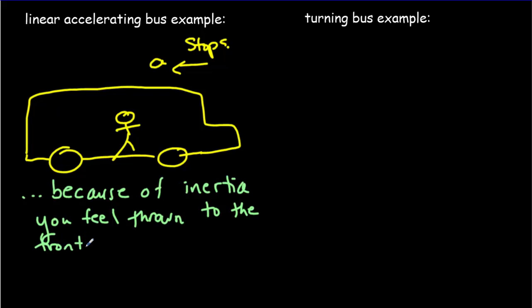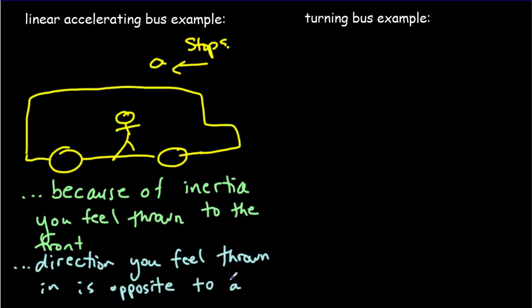That doesn't mean that there's a forward force. That's just your inertia. And so the direction you feel thrown in is opposite the acceleration. The bus accelerates to the left, you feel thrown to the right. But this isn't a force, we recognize that as inertia.